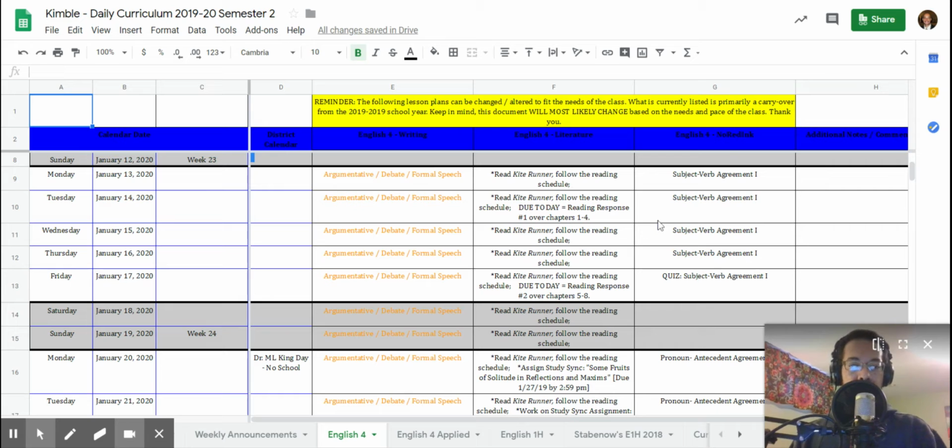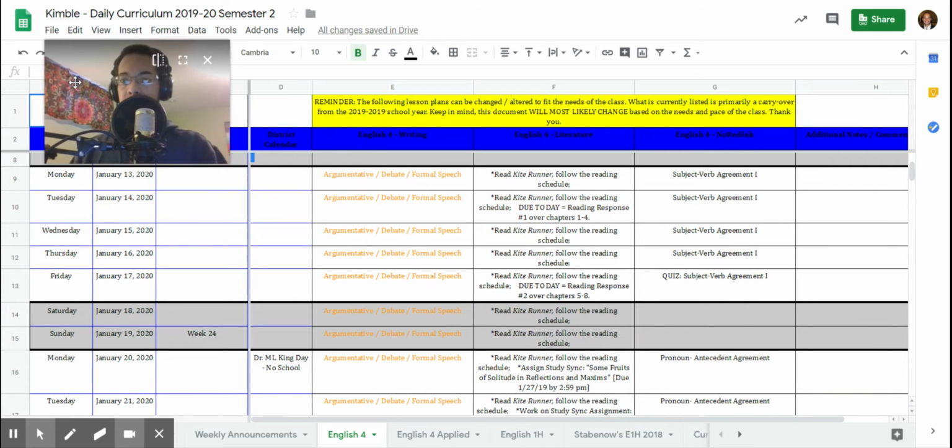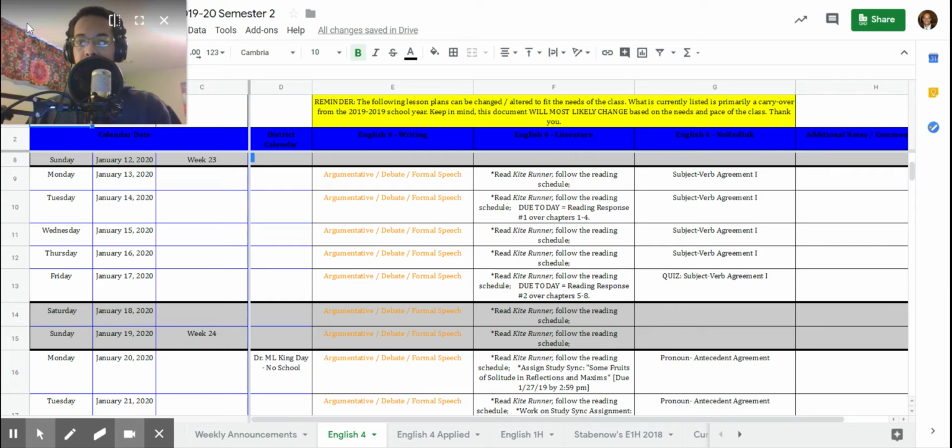Let me move this if I can, if it's going to let me. There we go. I like to be up in the top left corner, not the bottom right. I don't know why it's moving that.